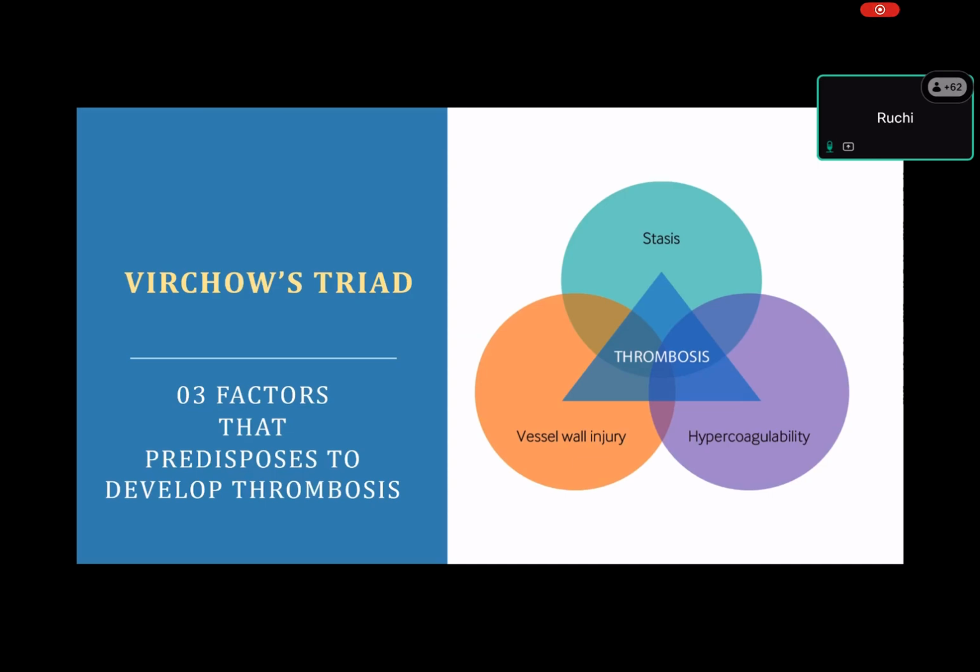And way back in the 1850s, Virchow's triad was proposed by Rudolf Virchow, wherein he emphasized that there are three factors in our body that predispose to the development of thrombosis. This includes stasis, then you have the vessel wall injury, and then you have the hypercoagulability. This hypercoagulability basically can be due to inherited causes or it can be due to acquired causes. Usually it is a combination of acquired and inherited causes which eventually leads to a thrombophilic state.